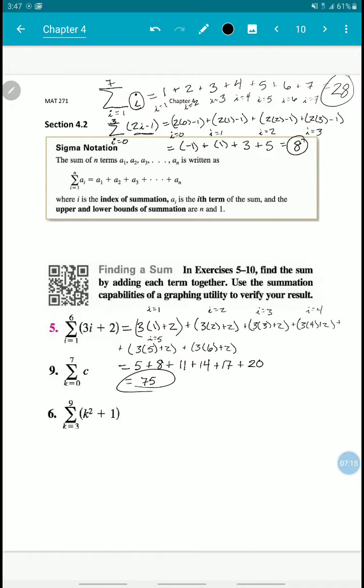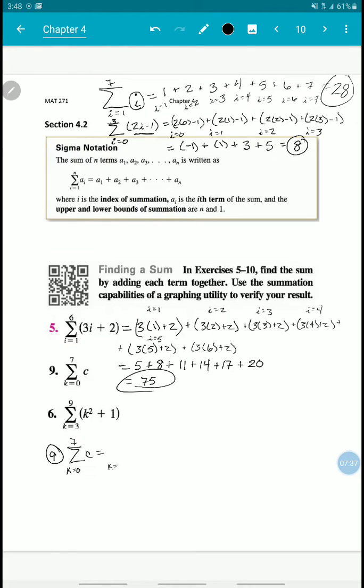So we can do this on the calculator and we can do this by hand. Let's look at number 9. Number 9's got that variable c. So I want to talk about what this means. We are starting at 0. They're using k here instead of i. So c is just some constant number.